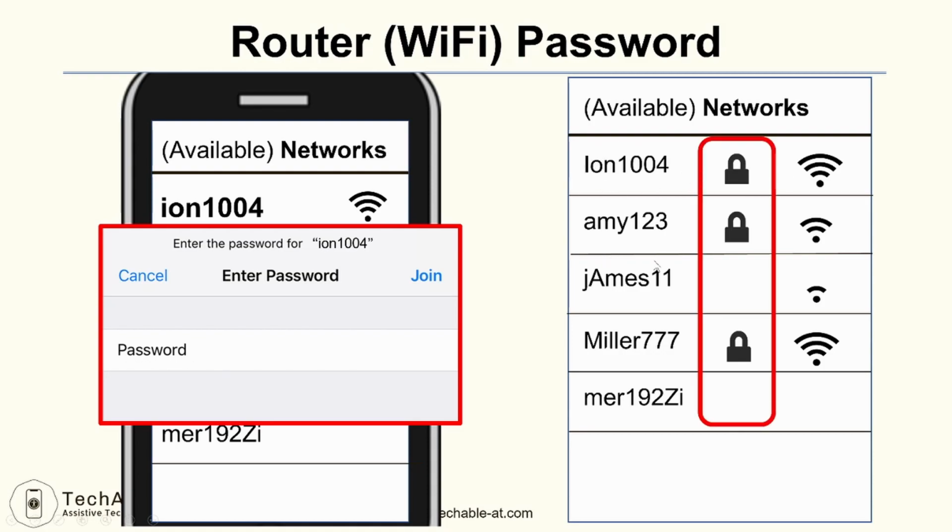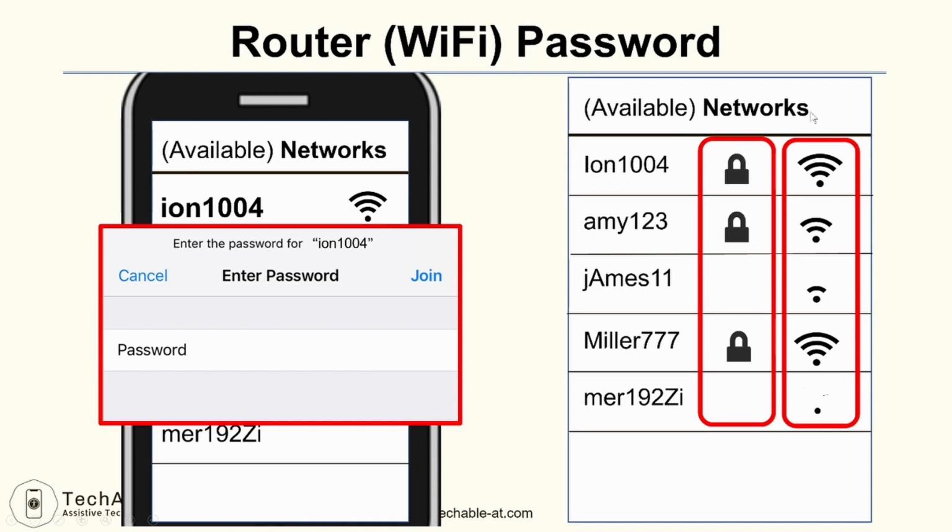For a router which has the lock icon next to the router name, you need a key, the password, to connect to this router. On the other hand, there are routers without the lock icon next to them, the Jameses and the last one. And this means that you don't need to type a password to connect to their router. So if you just tap this router name, your phone can be connected to their router and use their internet, which I don't recommend unless you get their permission.